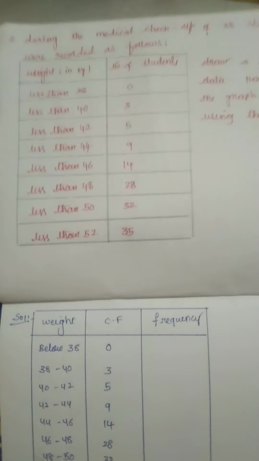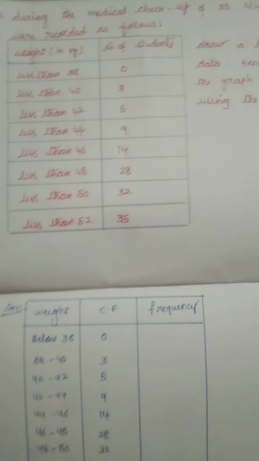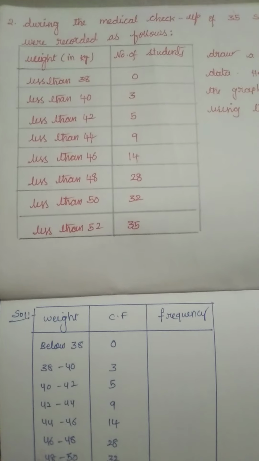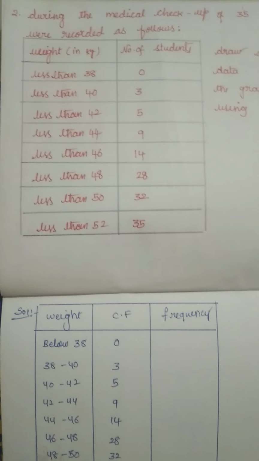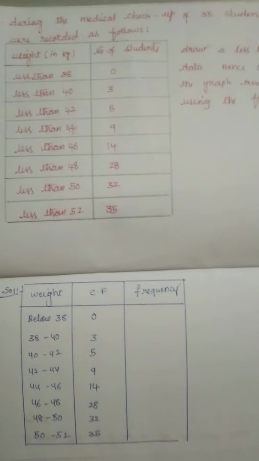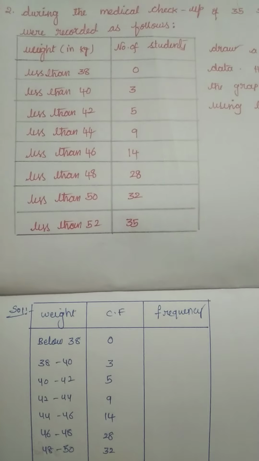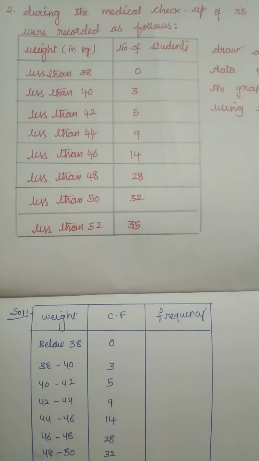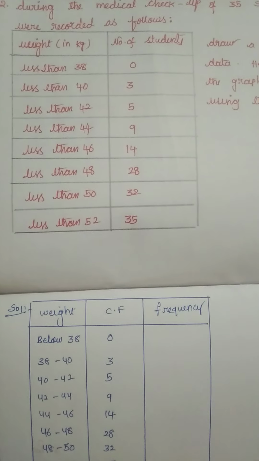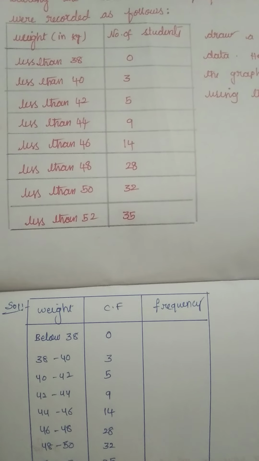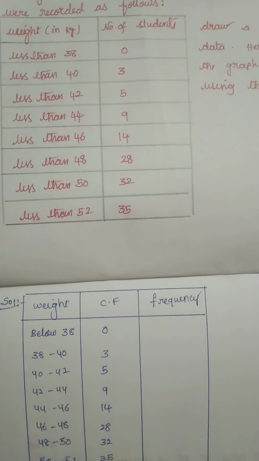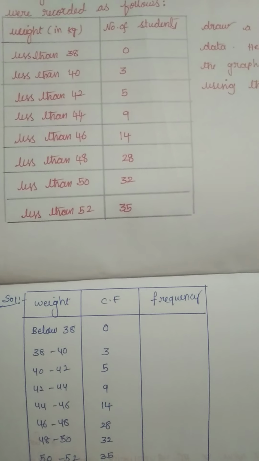During a medical checkup of 35 students of a class, their weights were recorded as follows. Weight in kgs and number of students. Weight less than 38, 0 students; less than 40, 3 students; less than 42, 5; less than 44, 9; less than 46, 14; less than 48, 28; less than 50, 32; less than 52, 35.